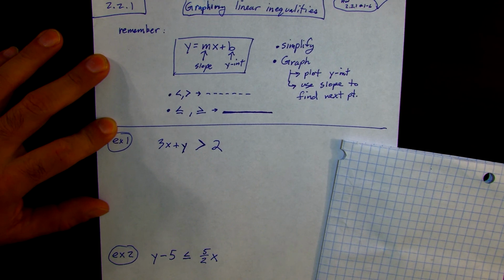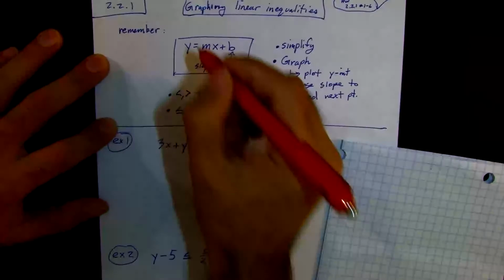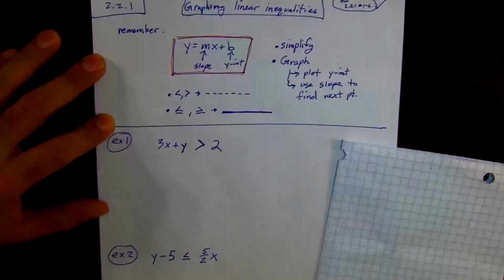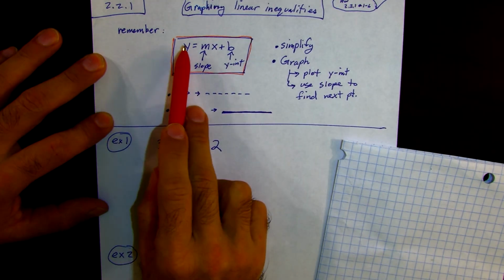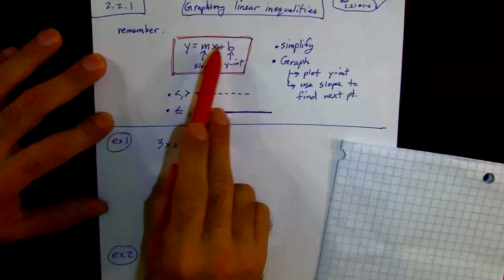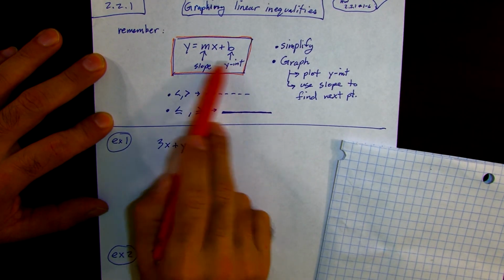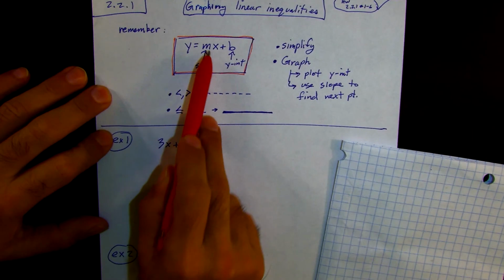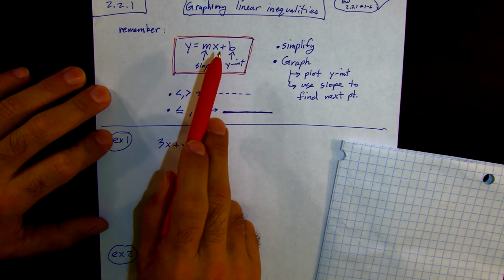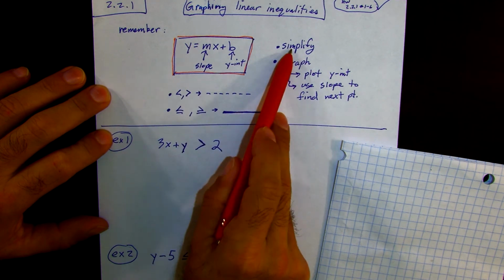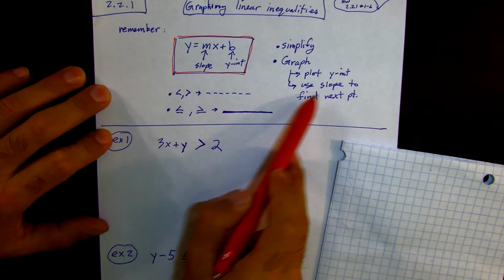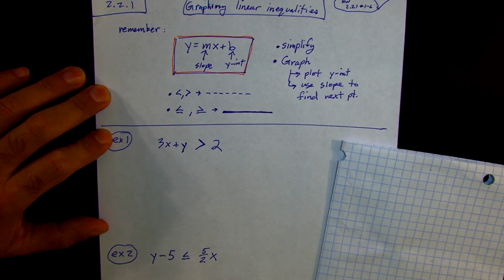Okay. And our approach for this is to remember things we already know. We already know that the linear inequalities are going to be in the same form as our linears. Y is equal to mx plus b. So finding and graphing the linear inequality, regardless of the inequality symbol, the starting actions are going to be exactly the same as when we graph a linear equation. We're going to simplify the function so it's in this form. We're going to graph plotting the y-intercept and then use the slope to find the next point, just like before.